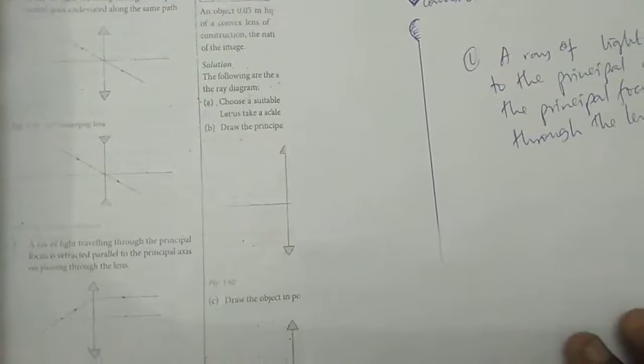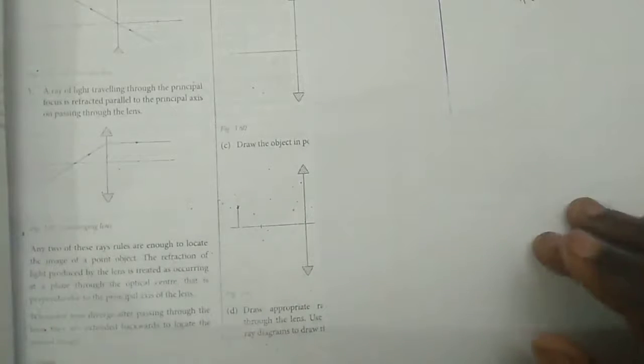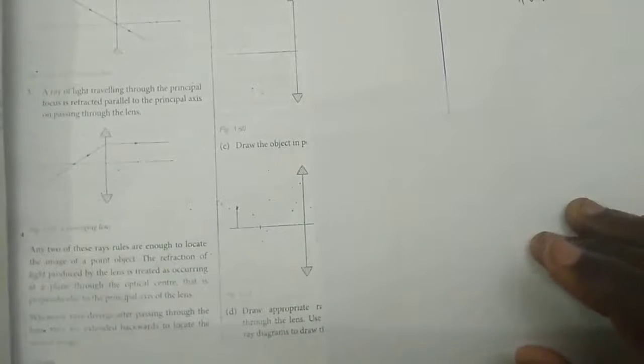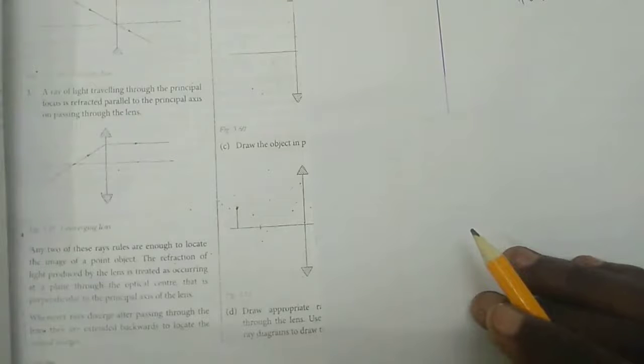So any two of these rules, maelezo ninayosoma ni haya hapa. Any two of these rules are enough to locate the image of the point object. The reflection of light produced by lenses is treated as occurring at a plane through optical center. Unaona? That is perpendicular to the principal axis of the lens. Whenever rays diverge after passing through the lens, they are extended backward to locate the virtual image.